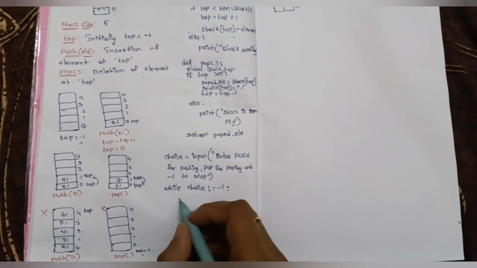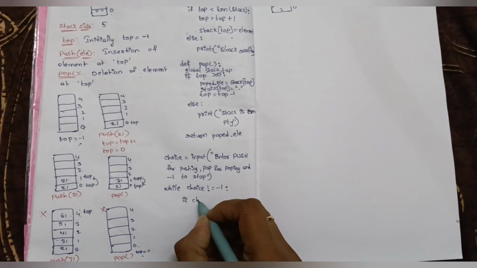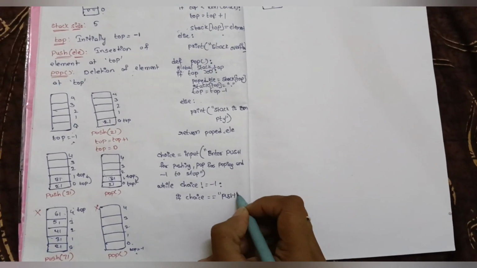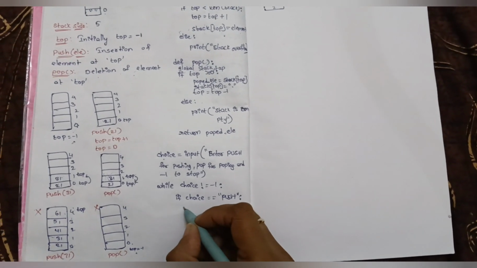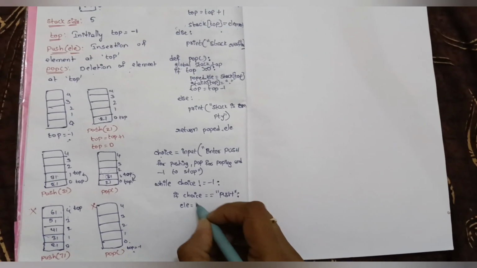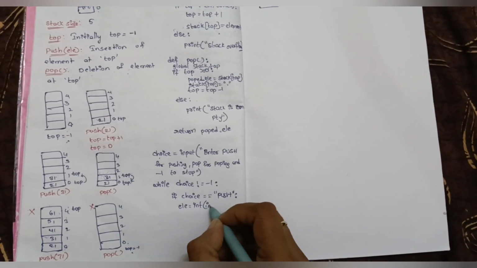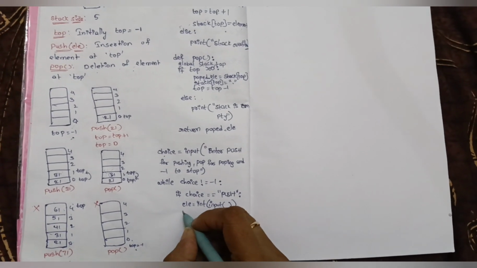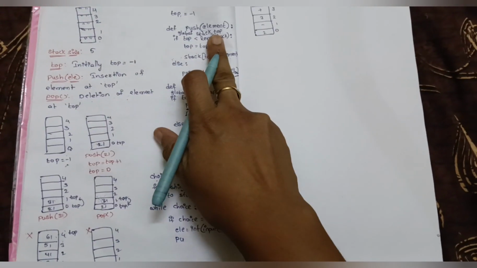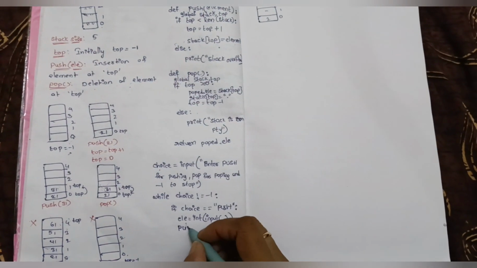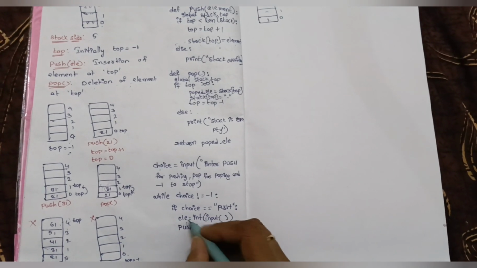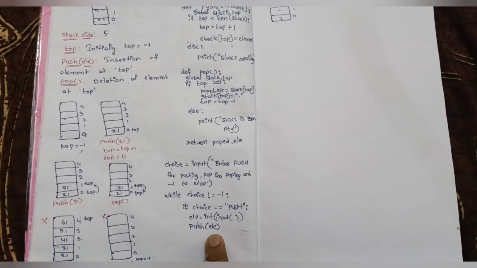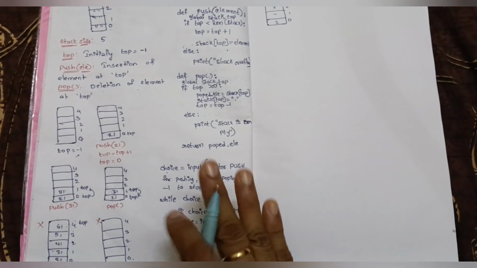Then how do we check that? If choice is equal to push, then you have to ask the user for the element to push into the stack. Element is equal to int of input of enter the element. The user will give the element. Then we have to call the push function by passing the user's element, which is present in this variable. Then push is called and the element gets pushed into the stack.